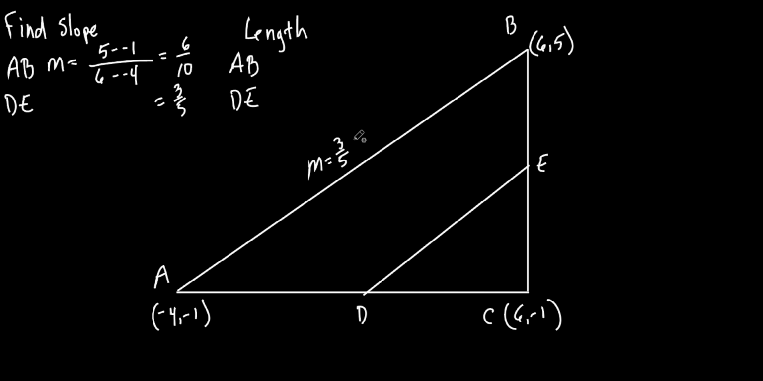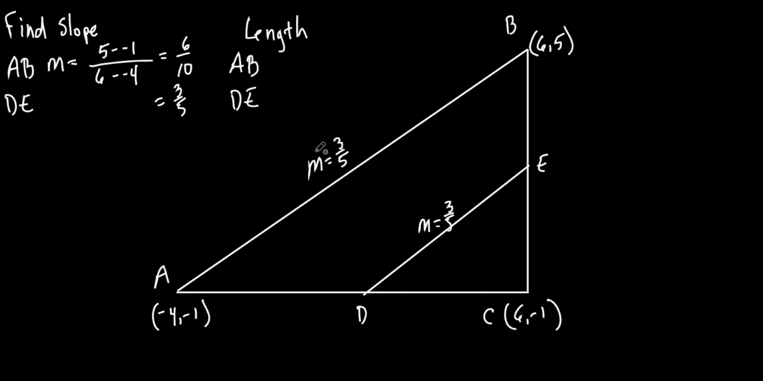Without doing any math whatsoever, what's the slope of DE? 3 over 5. It's 3 over 5 because they are exactly the same. All right, so once you find one, you can always find the other one because they're the same. You got it? All right, so that's the answer for these 2.